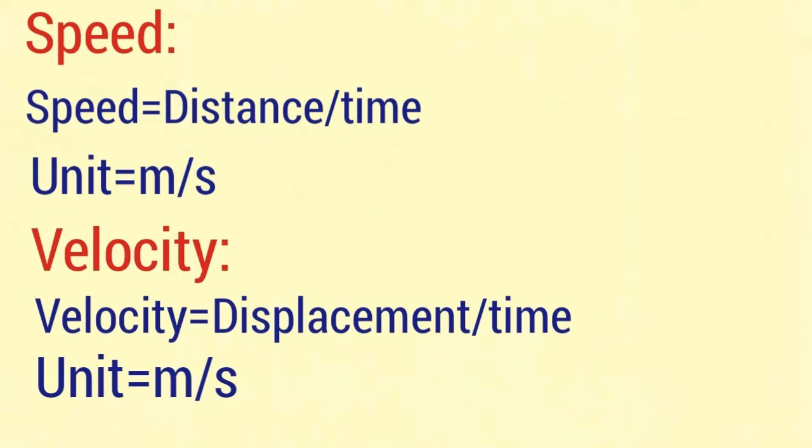Next, velocity. Velocity is equal to displacement by time. So velocity of a moving object is defined as the displacement of the object in unit time interval. It is a vector quantity. SI unit also meter per second. If a body undergoes equal displacement in equal intervals of time, then it is called uniform velocity. But if a body undergoes unequal displacement in equal intervals of time, then it is called variable velocity or non-uniform velocity.